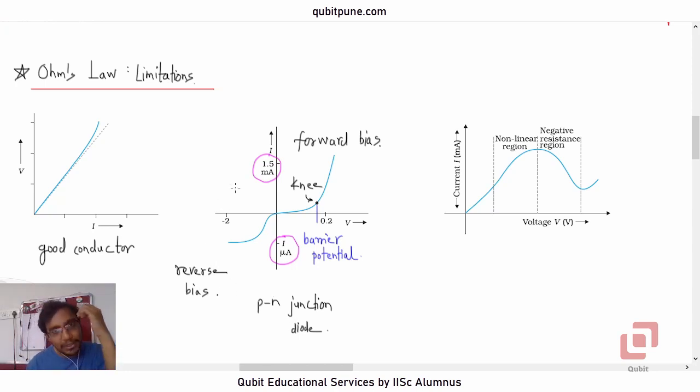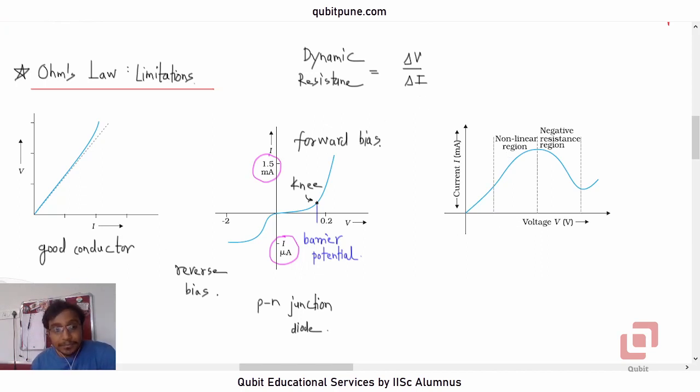We define a quantity called dynamic resistance in such cases, which is change in voltage upon change in current. Instead of directly defining it as V upon I, we can consider it as delta V upon delta I, with the same unit of course.